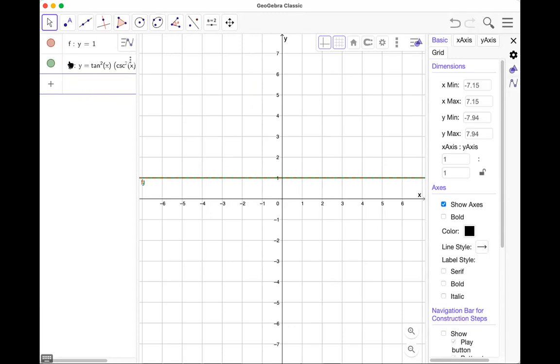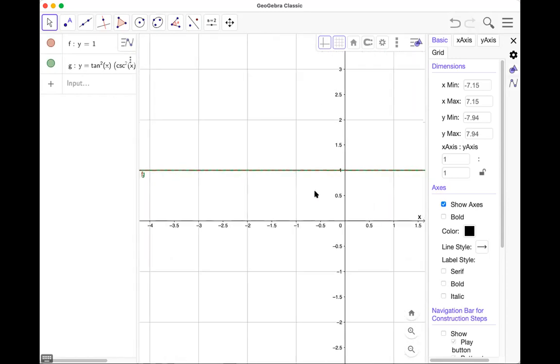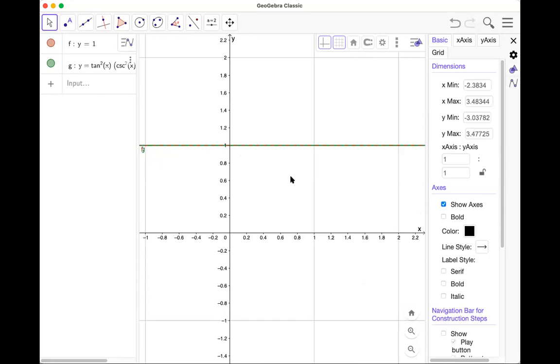Here we go. So, look at this, guys. Now, when I graph just this, y is equal to 1, this is its graph. But when I graph tangent square times cosecant square minus 1, this is also its graph. When I graph both at the same time, they are coinciding. So, which means that they are just the same.